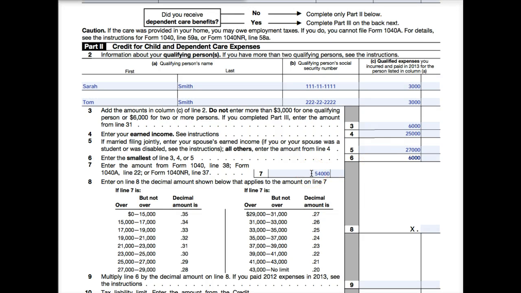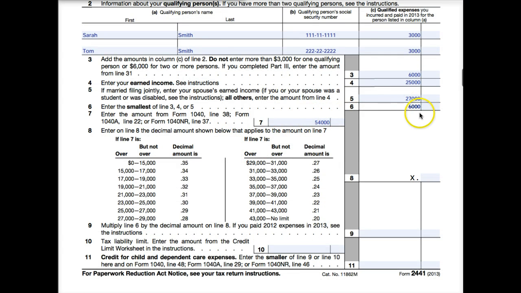Then on line 7, once again, here's the AGI. Enter the amount from 1040 line 38, and then it also gives you instructions for 1040A. Notice that you can use this form if you have a 1040A or a 1040, just not a 1040EZ. The reason we have AGI, adjusted gross income, in here is because we want to know what percent we can take as a credit based on our adjusted gross income. That's where this table comes into play. So if line 7 is over a certain amount but not over another amount, we get a certain percent that we can take of our credit.